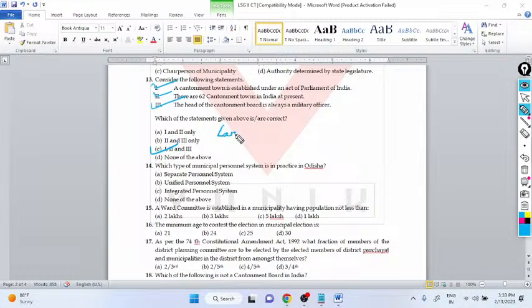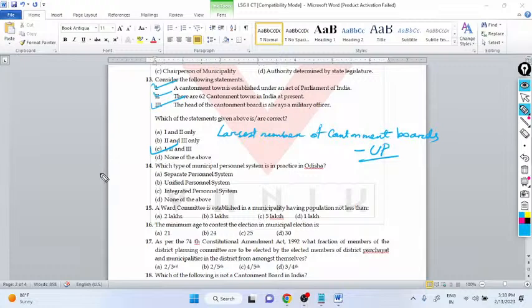Largest number of cantonment boards in Uttar Pradesh. Okay, so that is the thing, you can notice it.